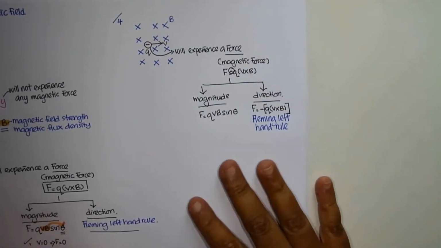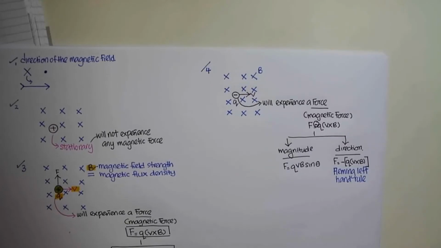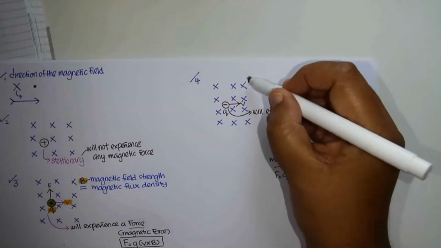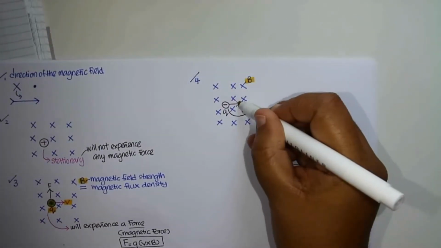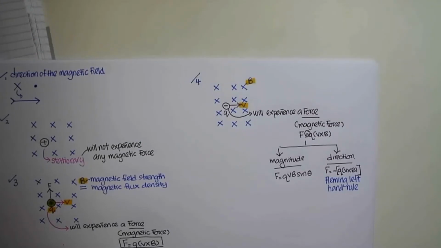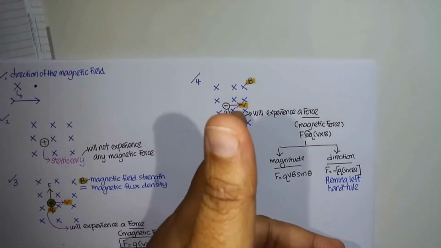Okay, now let's look at this example here. First thing, what do we have? We have three quantities there. We have a B, we have a V, and we want to find F, the direction of force. Still we use Fleming left-hand rule.